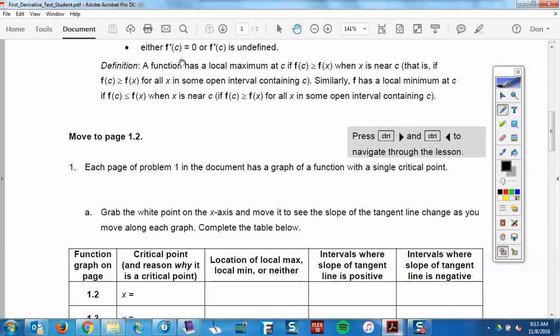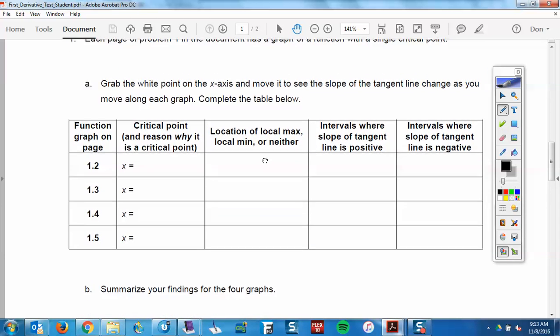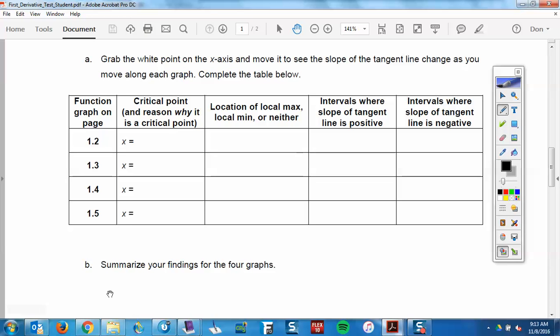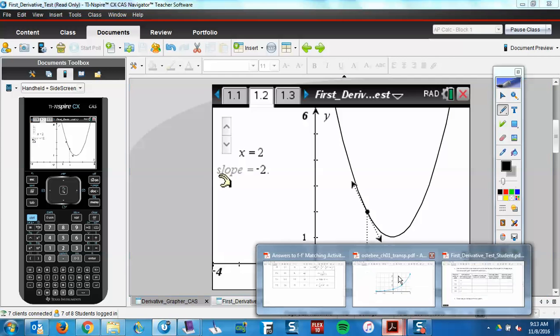A function has a local max if, when x is near c, f of c is greater than f of x in some interval. So in other words, it's the largest point in that interval. We already talked about local max, local min, so you're ready to move on to here. So you've got this table. It says grab the white point on the x-axis and move it to see the slope of the tangent line change as you move along the graph. Complete the table below. Hang on, am I on the right page of that? Did it say go to 1.2?